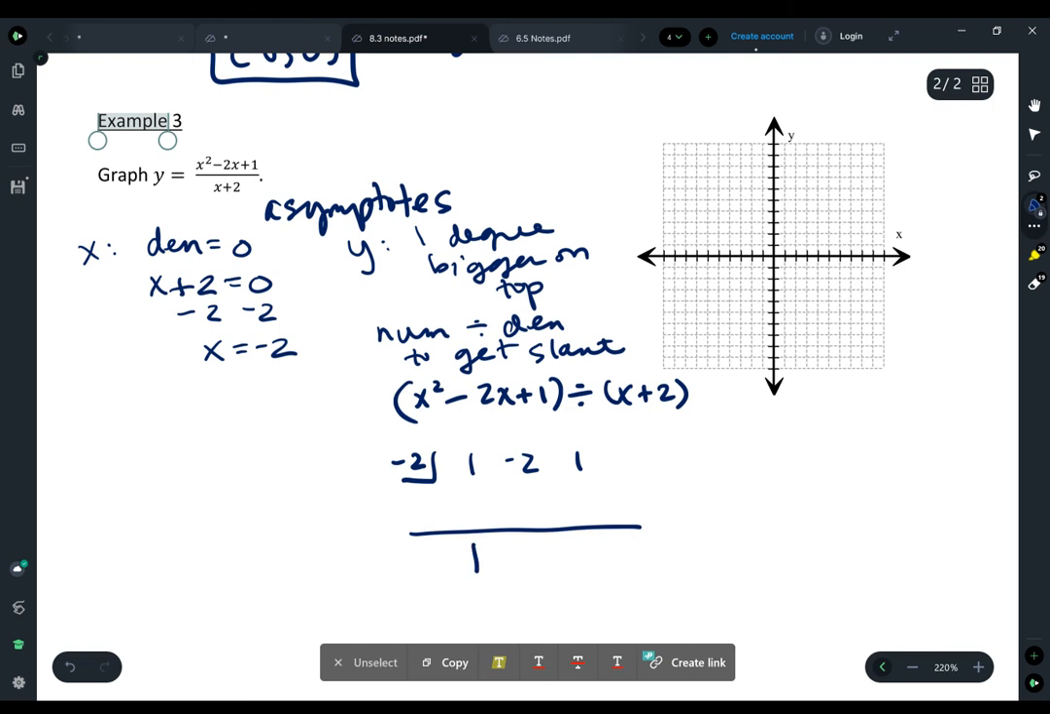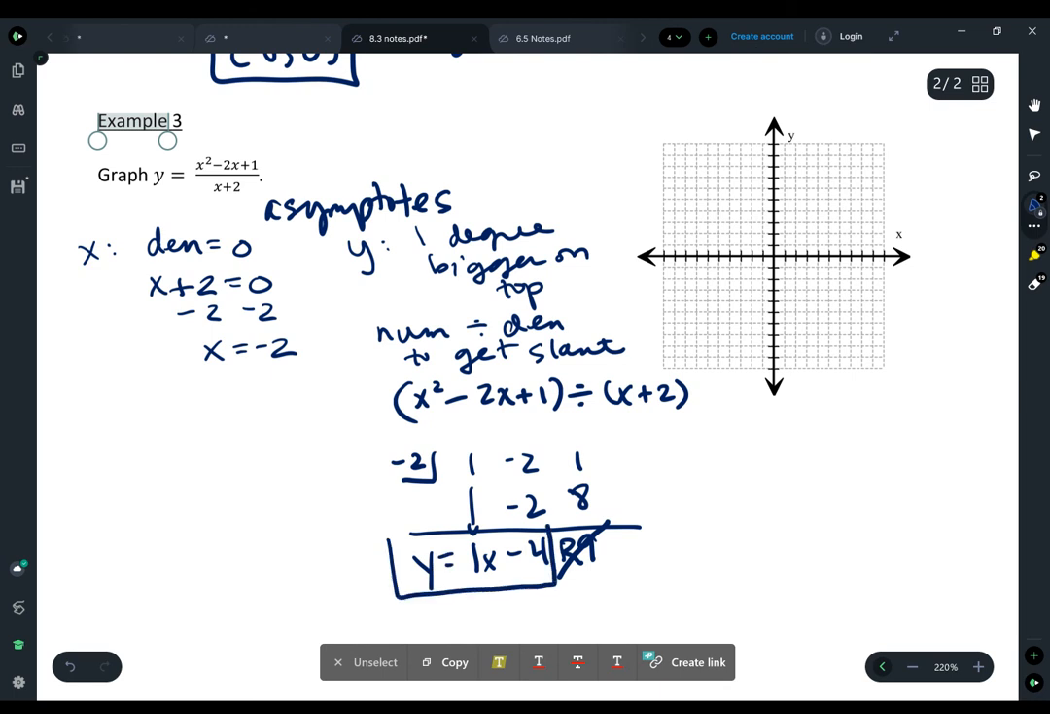Bring down the 1. So we're always bringing down the first number, and then we're going to start that multiplying and adding pattern. So 1 times negative 2 is a negative 2, and then I add. Negative 2 plus negative 2 is negative 4, and then I multiply. Negative 4 times negative 2 is a positive 8, and then I add. And then I want to think about how I would make this back into some kind of polynomial. Because I started out with an x squared, this is now an x, and this is my constant term, and then the 9 is my remainder. And in order to make this into an equation for my slant asymptote, I'm actually just going to reject the remainder and write y equals.